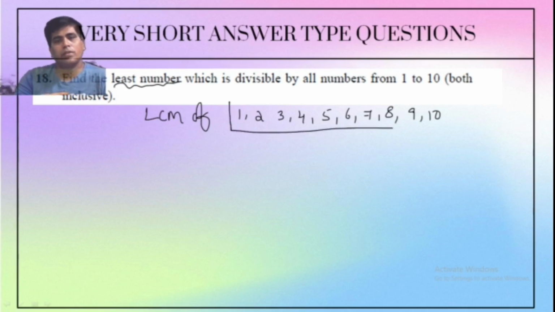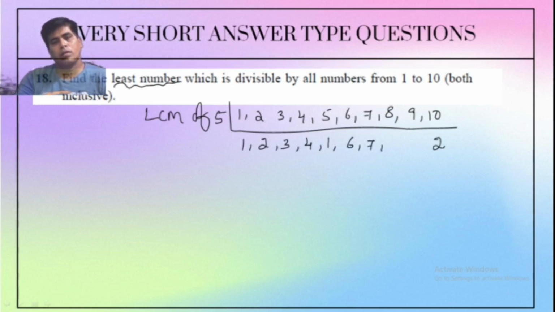I will go with the 5 table. So 5 ones are 5 and 5 twos are 10, and the remaining numbers stay as they are. This concept you already studied, no need to emphasize it more. So I'm giving it clearly here.